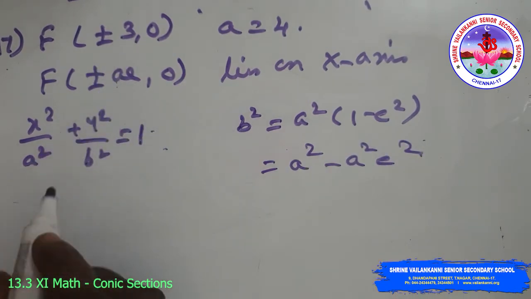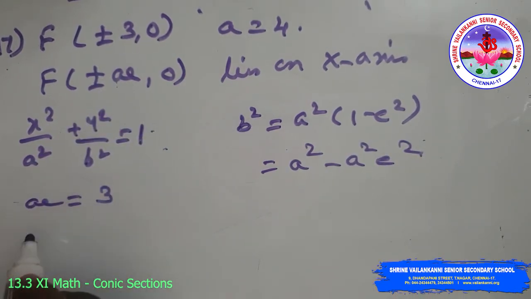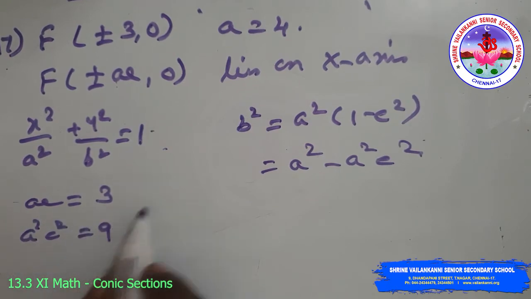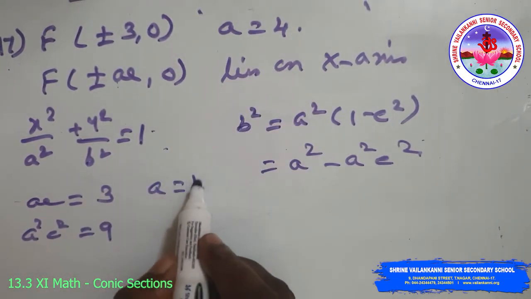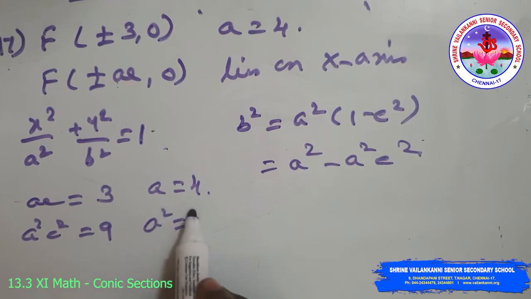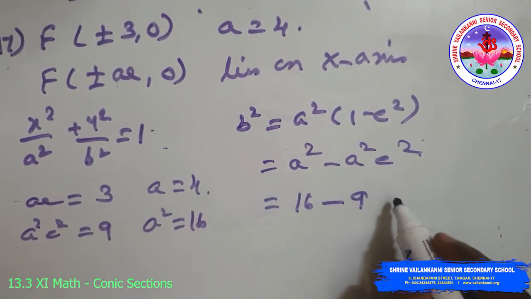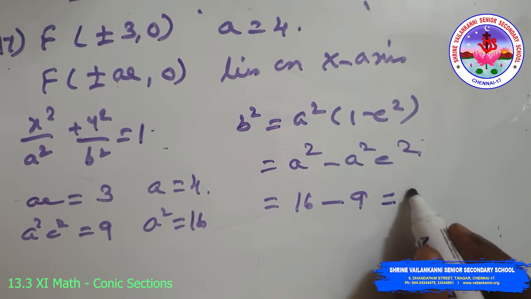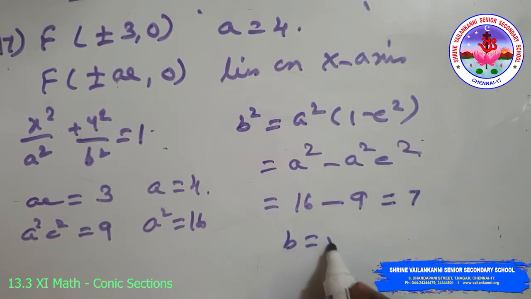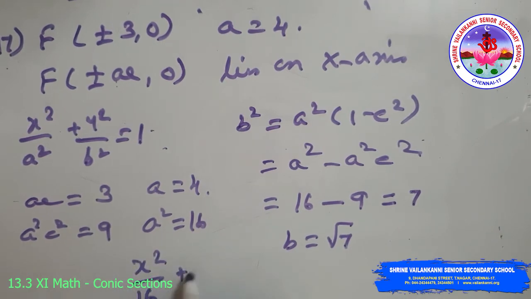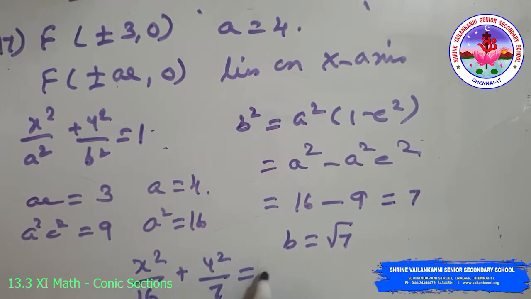Here ae equal to 3. So a square e square is 9. Here a is 4. So a square is 16. Substituting here, we have 16 minus 9, which is 7. So b equal to root 7. Hence the equation of the ellipse is x square by 16 plus y square by 7 equal to 1.